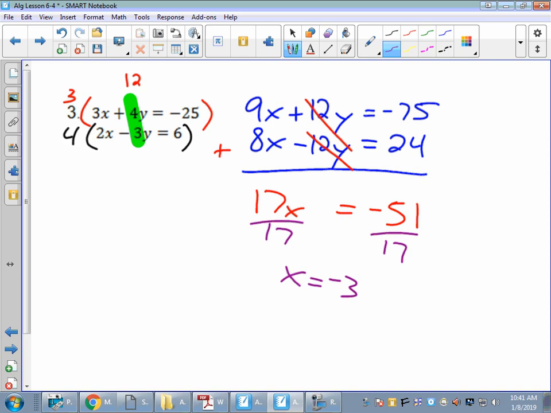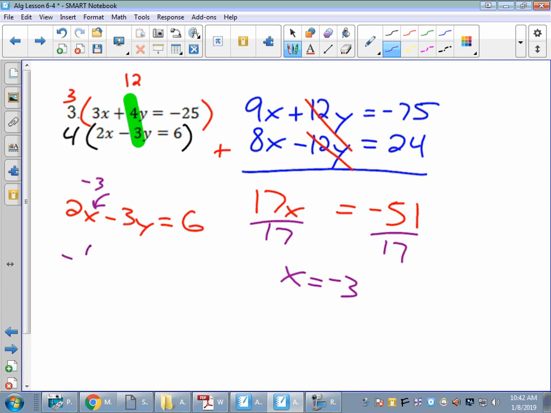And once again, I'm going to pick an equation. It doesn't matter which one I pick. I could actually pick these two over here to the right after multiplying if you wanted to do that. But let's plug it into one of these. I don't like the -25 here, so I'm going to use the second one. Plus, we haven't done that yet. So 2x minus 3y equals 6. And remember, I am substituting in this -3 for x.